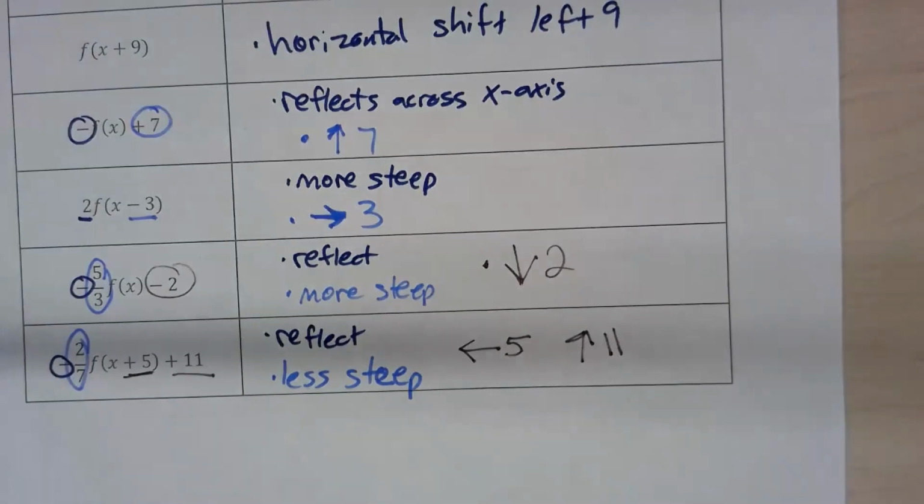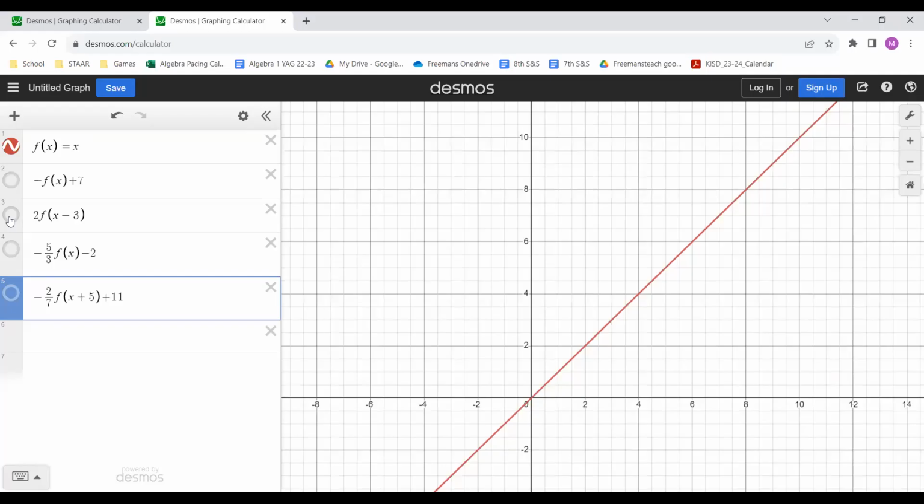Let's go back and look at our Desmos from last time. All right, so 2 f of x minus 3. The 2 makes it more steep. So you'll notice our line is definitely steeper. Our slope is now up 2/1, up 2/1. Since it was -3 on the inside, it made it go to the right 3. So instead of hitting my x-axis at 0, it hits my x-axis at +3. Yeah, it did exactly what we thought it should do. Let's look at our next one.